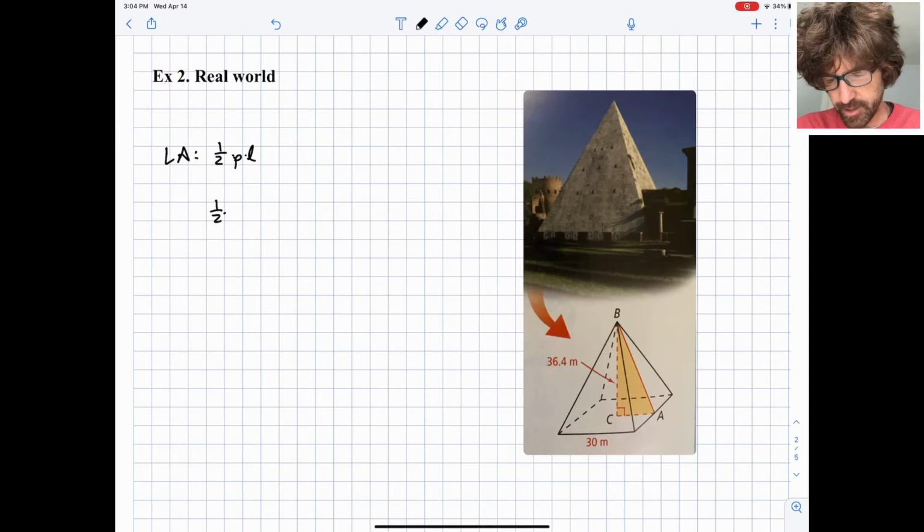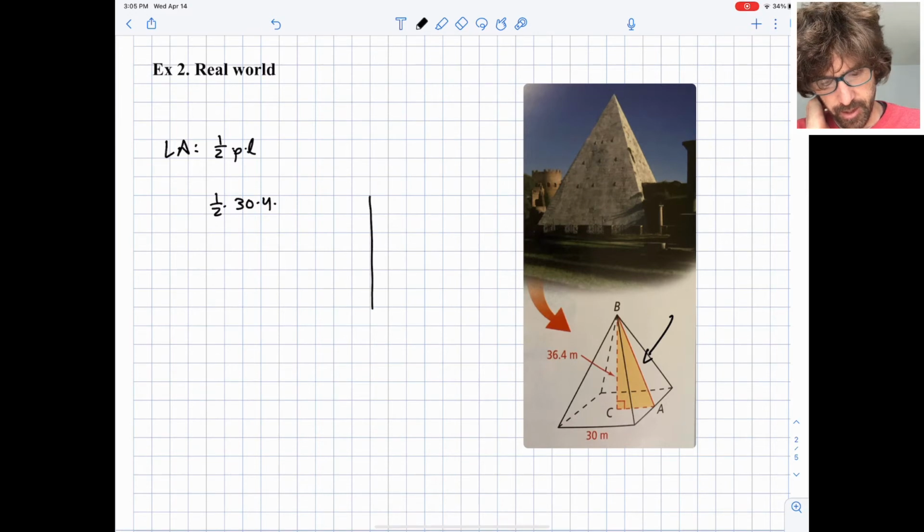Our perimeter is a square base, so it's going to be 30 times 4, but we don't know what the slant height is yet. So we're trying to find that slant height right there. Looks like we'll need to use the Pythagorean theorem. So let me draw this little triangle that we'll be working with.